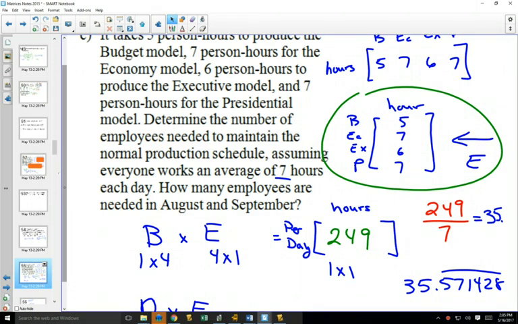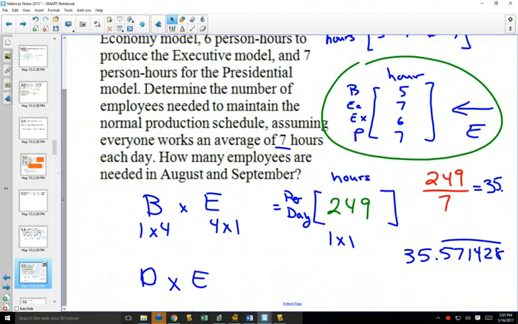We need 249 hours per day. People only work at this job 7 hours a day, so if you took that 249 and divided by 7, you get 35.57, so you'll probably need 36 employees.